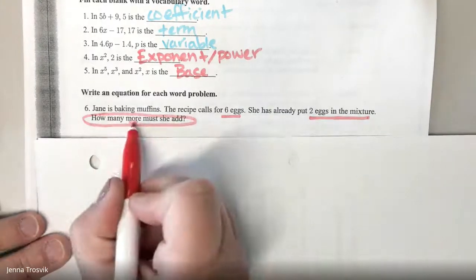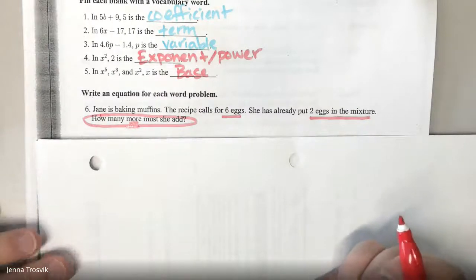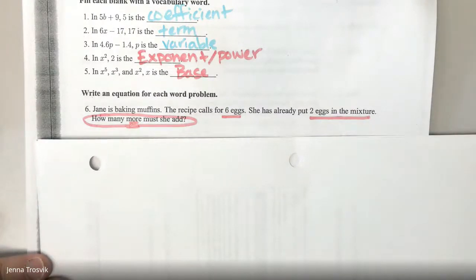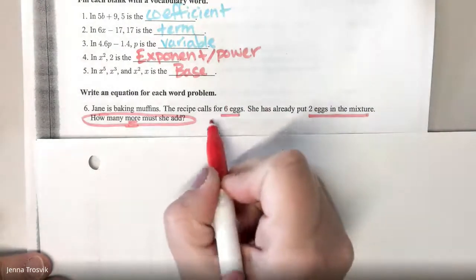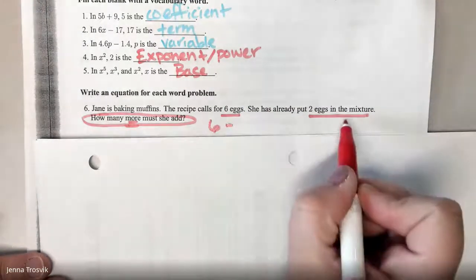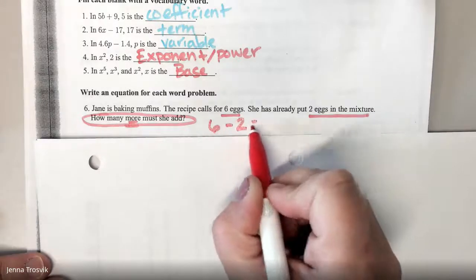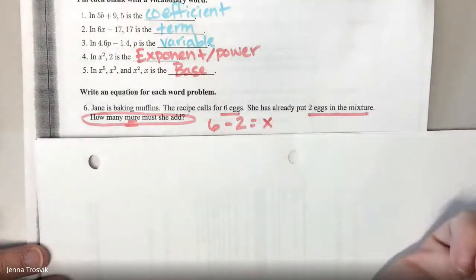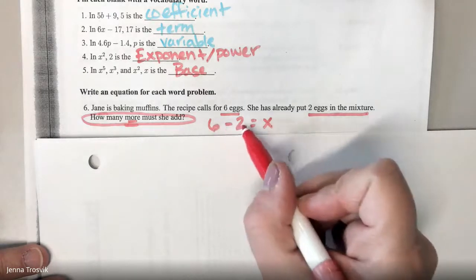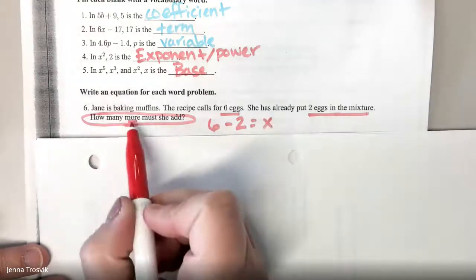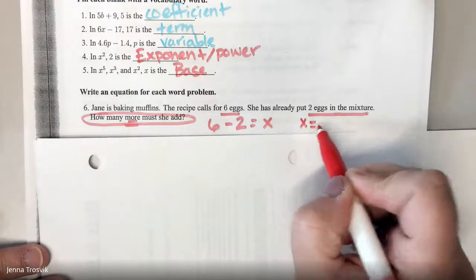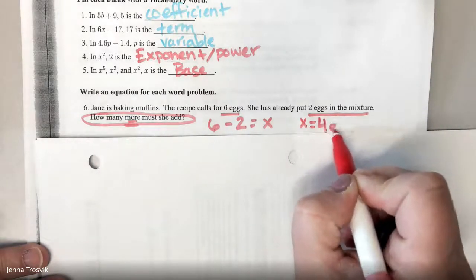So the keywords, how many more. Anytime you hear how many more, you typically are subtracting. So we're going to take our total, which was 6, minus the 2 that we put in the mixture, and that's going to give us how much more she needs, and we'll just call that x. So 6 take away 2 equals x, and that's how many more she will need. If you want to solve it, x would equal 4 eggs.